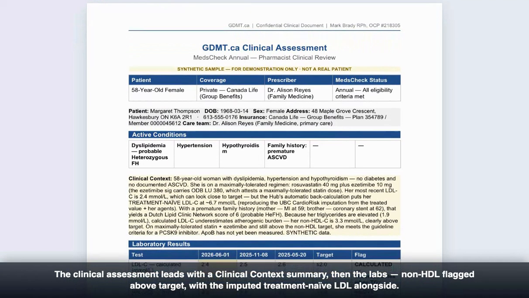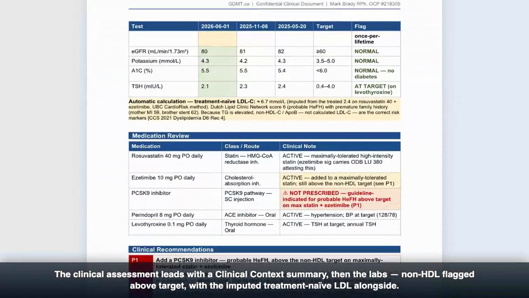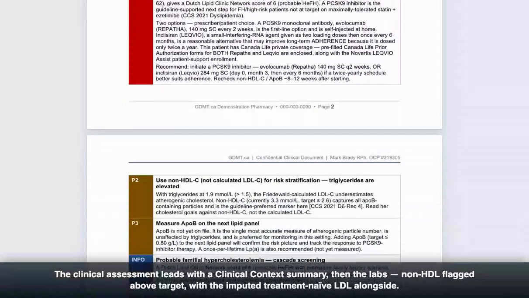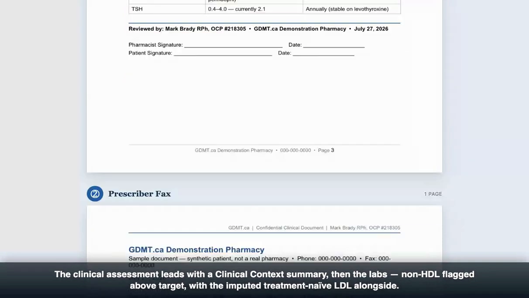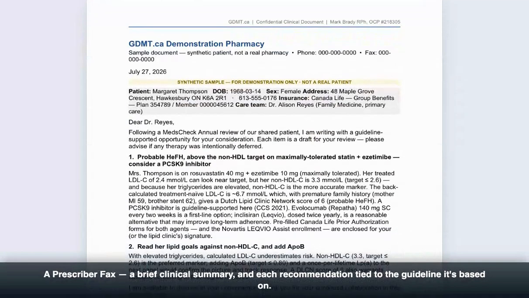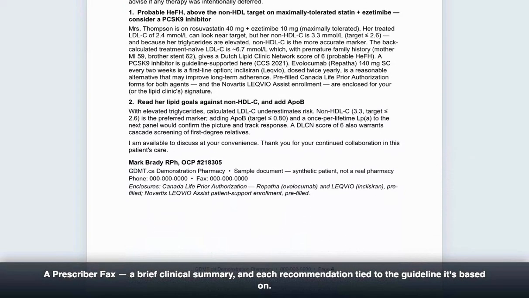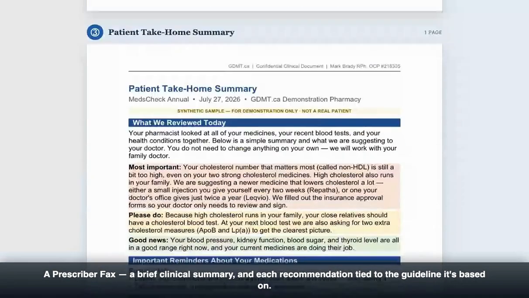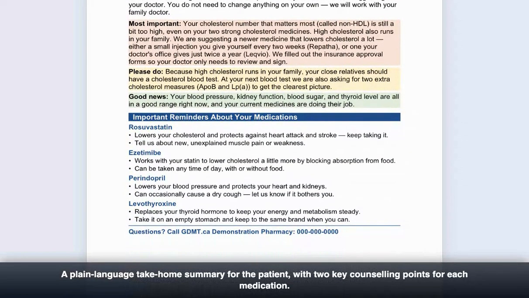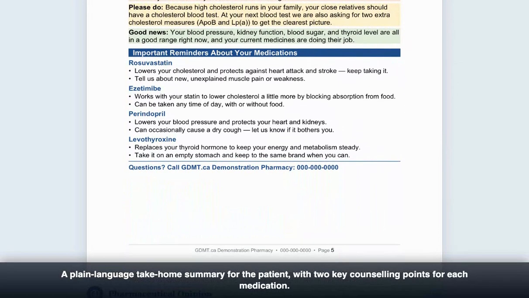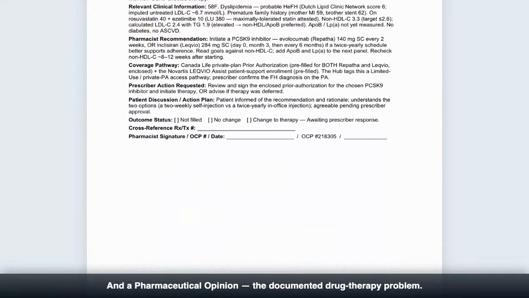The clinical assessment leads with a clinical context summary, then the labs, non-HDL flagged above target, with the imputed treatment-naive LDL alongside. Prescriber facts, a brief clinical summary, and each recommendation tied to the guideline it's based on. A plain language take-home summary for the patient, with 2 key counseling points for each medication. And a pharmaceutical opinion, the documented drug therapy problem.